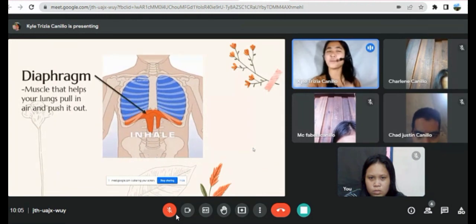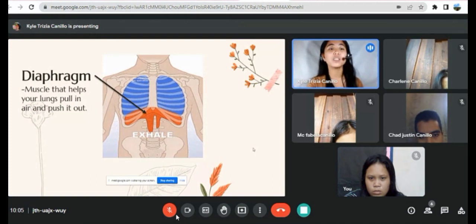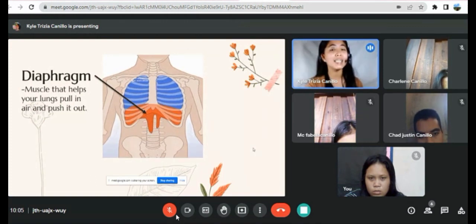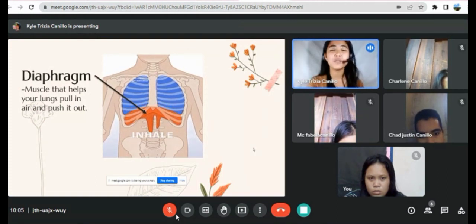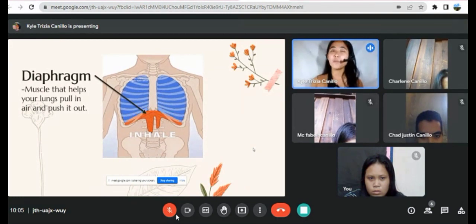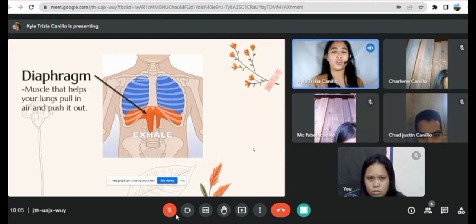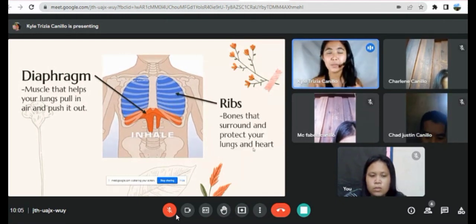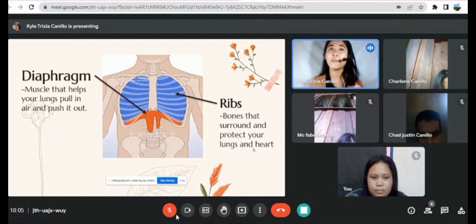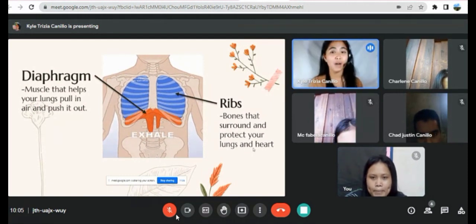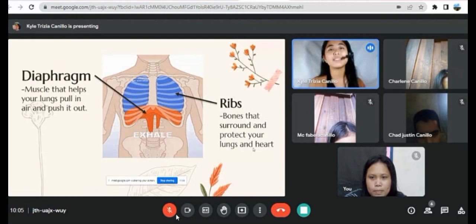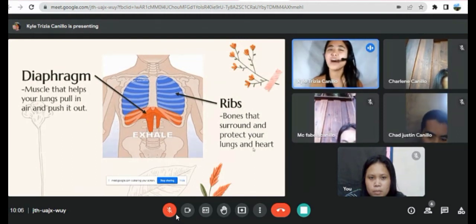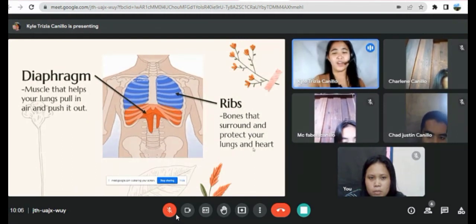Okay, now let's move on to the diaphragm. What is the diaphragm? The diaphragm is the muscles that help your lungs pull in air and push it out. It is the muscles that help us to breathe in and breathe out. Now let's have here the ribs. These are the bones that protect or surround your lungs and heart so that they will not be easily damaged.